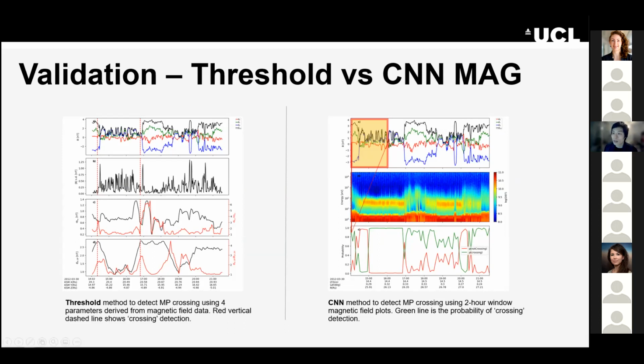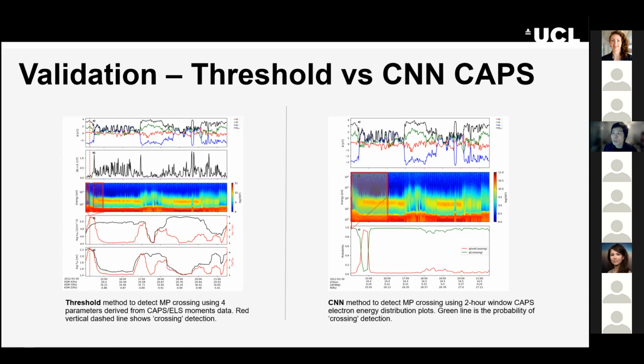crossings. So that's this one here and this one here. And for the CNN, we follow the green line. The green line is the line for the crossing class. We also see a probability near 1 at the two locations. But for the CNN, it continues to predict the crossing class for the majority of the remaining interval as well.